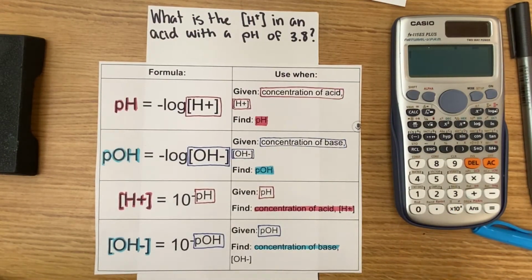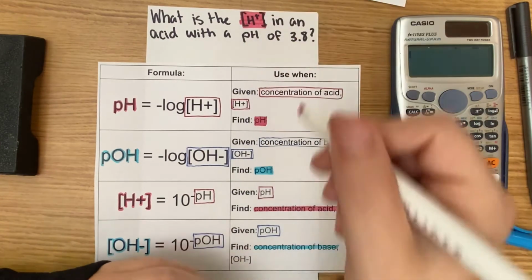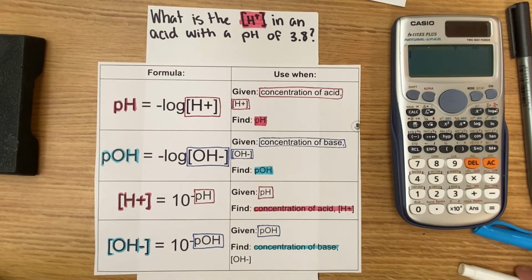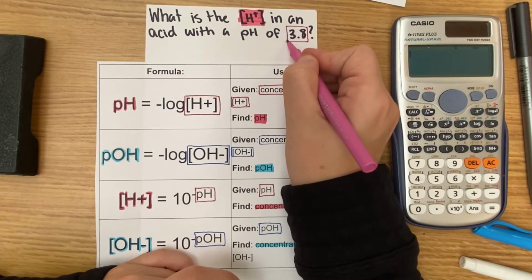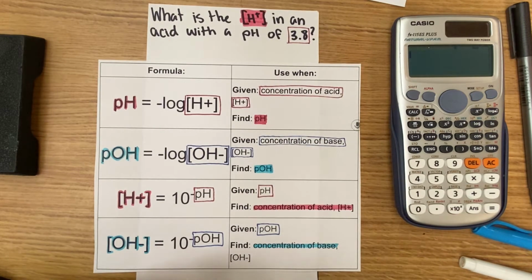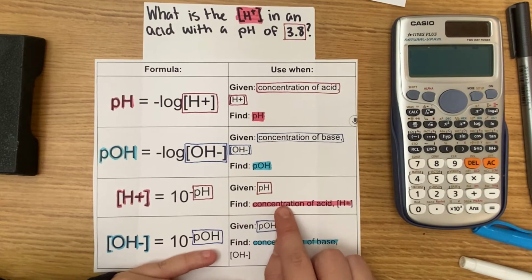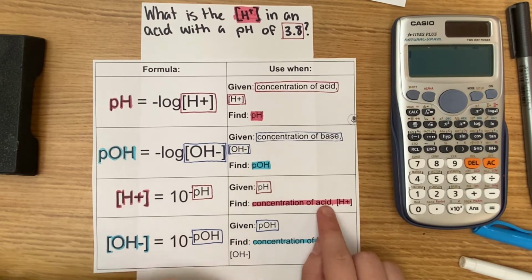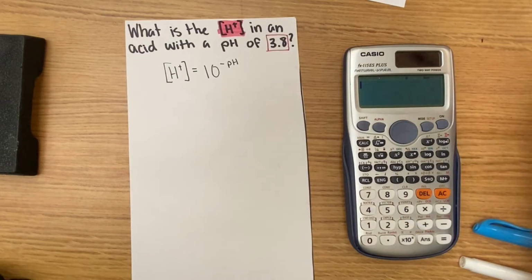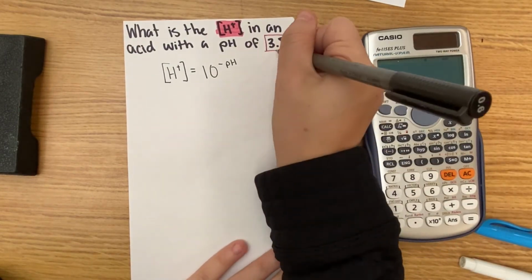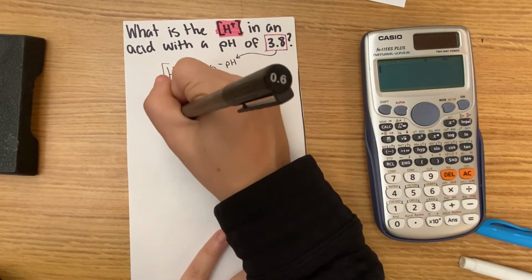What is the concentration of H+? So this time we're trying to find a concentration in an acid with a pH of 3.8. So this time our given is a pH. So we are given a pH and we're trying to find a concentration of the acid. So now this is the formula that we're going to use. Here's my formula, so I'm going to take the number that I'm given and I'm going to plug it in right where it goes. So here's what that looks like.